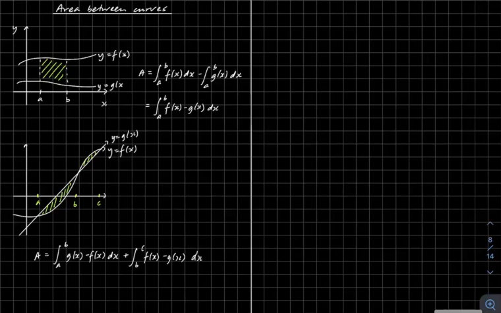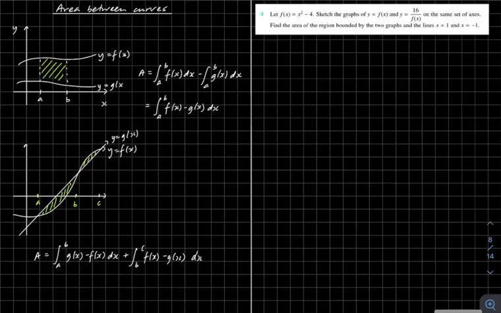So let's consider a specific example now. Let f of x be the function x squared minus 4. We want to sketch the graphs of that and also 16 over f of x on the same set of axes. Find the area of the region bounded by the two graphs and the lines x equals 1 and x equals negative 1. Should have said over here that, like finding the area under the curve, all of this works where these functions are continuous between those two points. If we've got gaps or breaks where the function's discontinuous, then obviously we can't find the area in those situations.